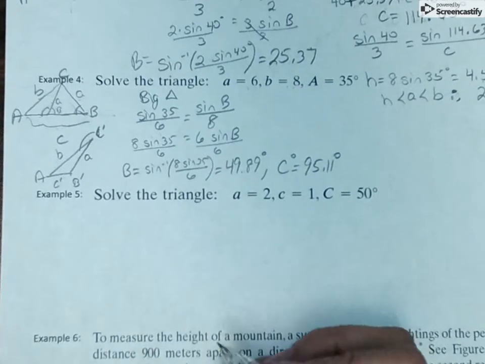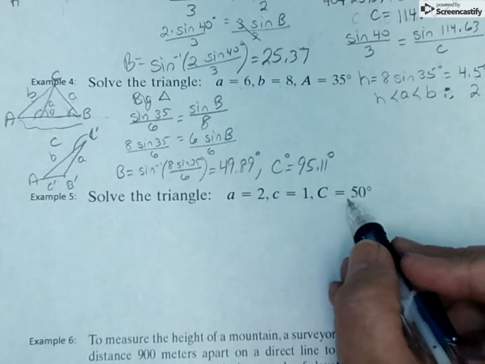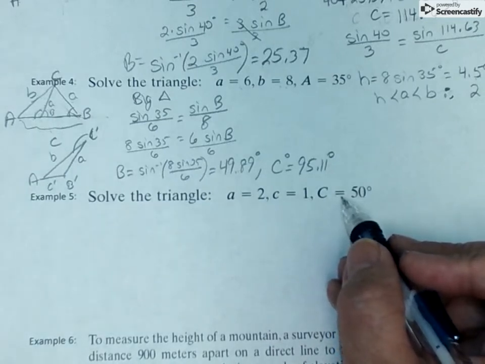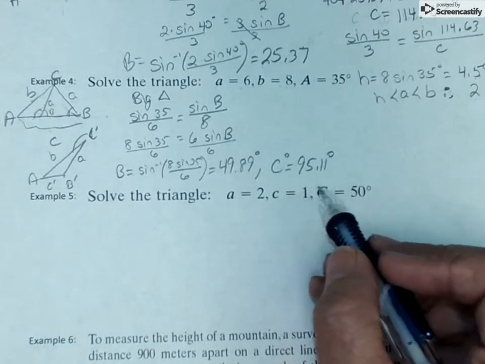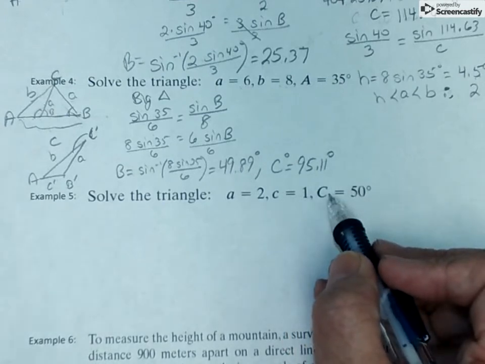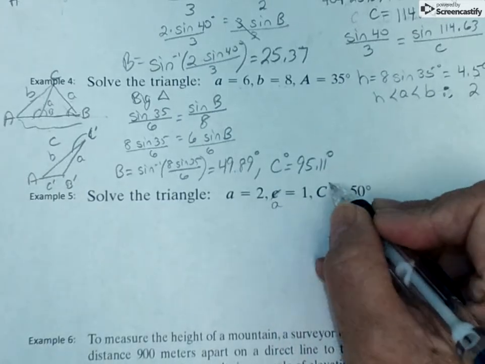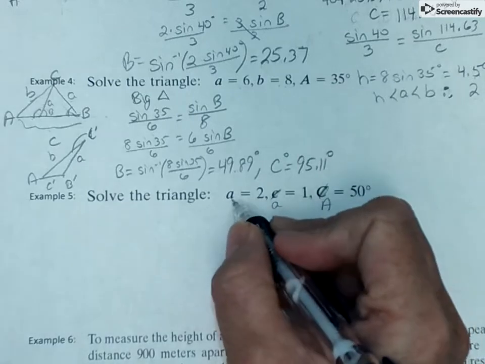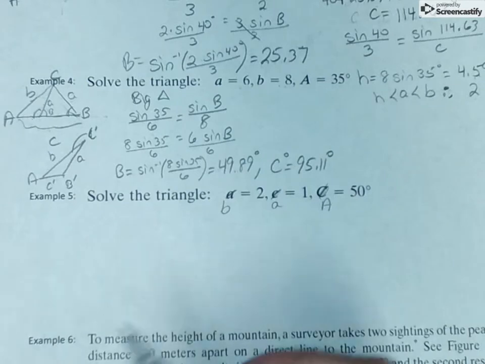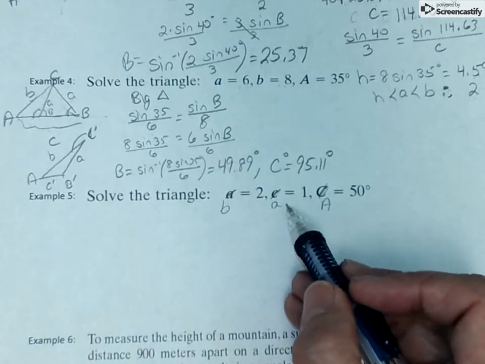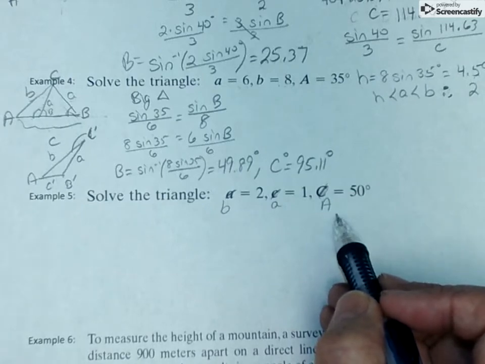Okay, so example 5. We're given side A, side C, and angle C. Just for the ease of doing this, it doesn't matter what we call these, as long as we know that we've got this side across from this angle. And since we're set up to use A's, I'm going to rename this one as A and this as angle A. And let's just change this one to B. Again, it doesn't really matter. I just want to know that the angle that I have and the side that I have, I'm going to call both of those A's.